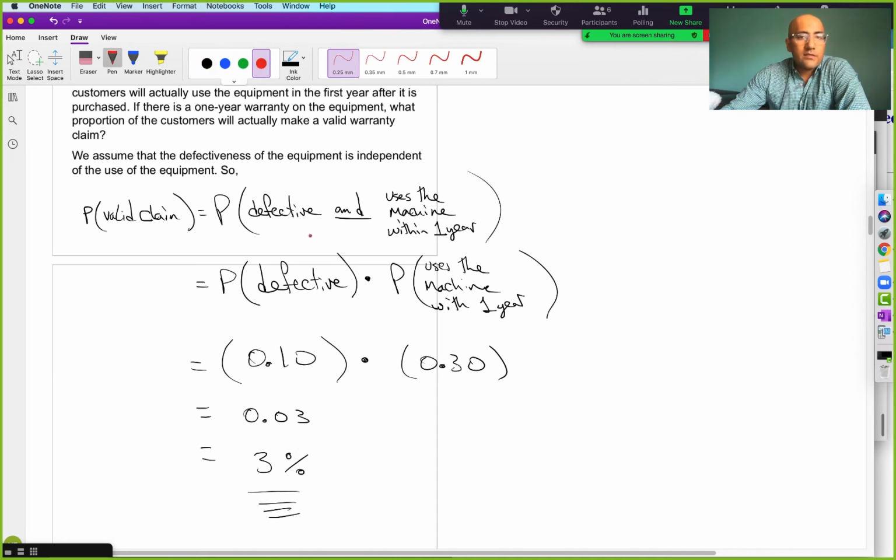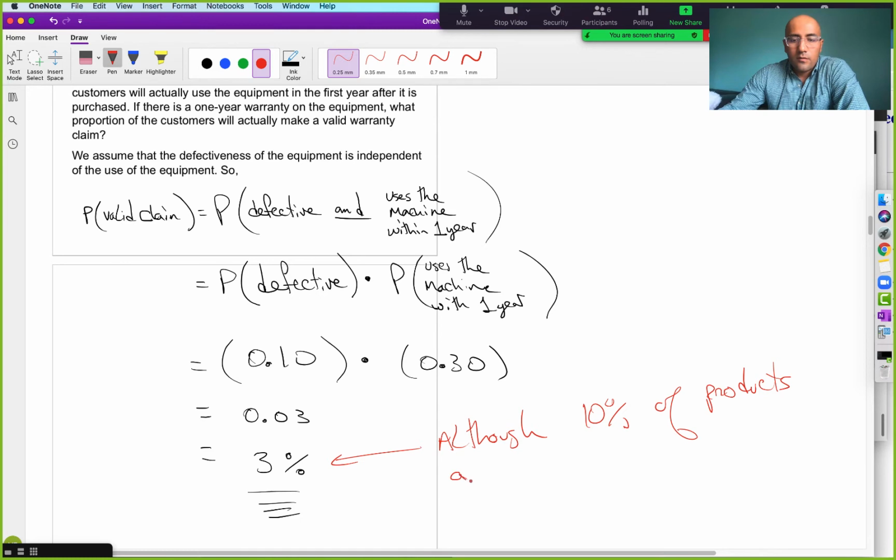How do we interpret this? So although 10% of products are defective, only 3% will be returned or refunded.